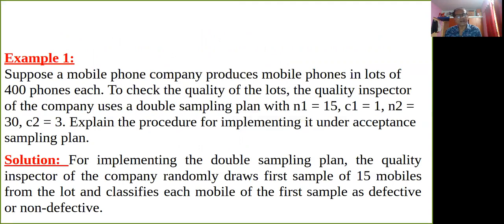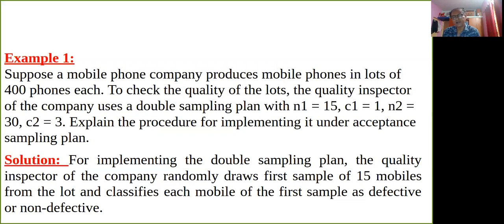Suppose a mobile phone company produces mobile phones in lots of 400 phones each. So each lot contains 400 units here. To check the quality of the lots, the quality inspector of the company uses the double sampling plan. So we need to use a double sampling plan for these lots which contain 400 phones each.